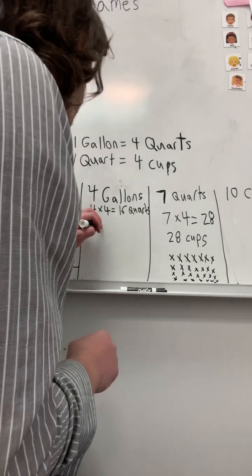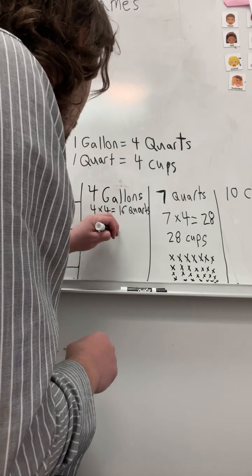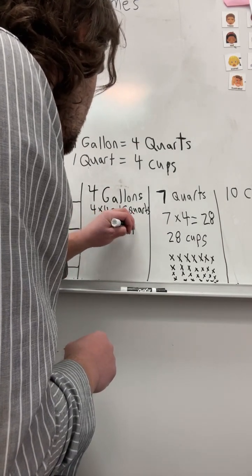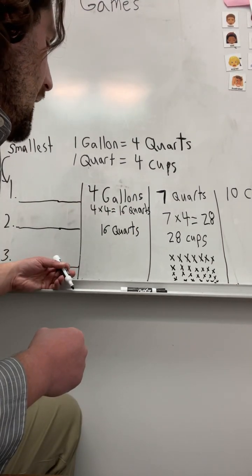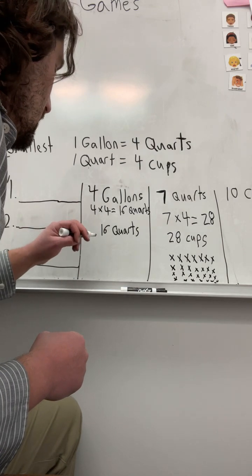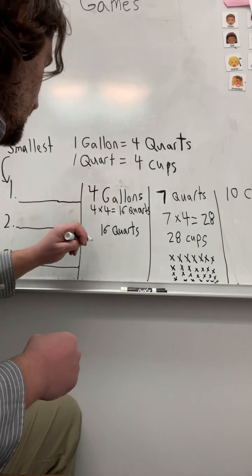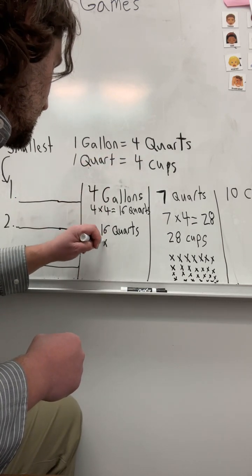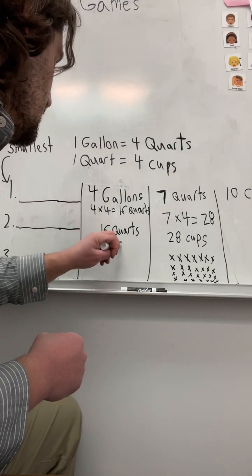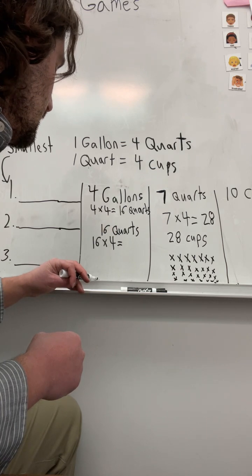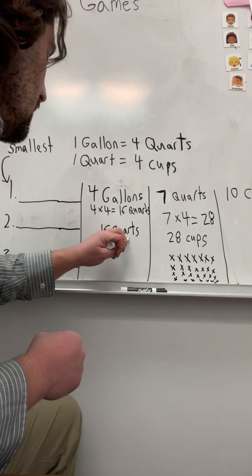So now that we know that 4 gallons equals 16 quarts, we can convert the quarts to cups. And that way we'll all have one measurement. So 16 quarts, since 1 quart equals 4 cups, we can multiply 16 times 4. 16 times 4 equals 64.